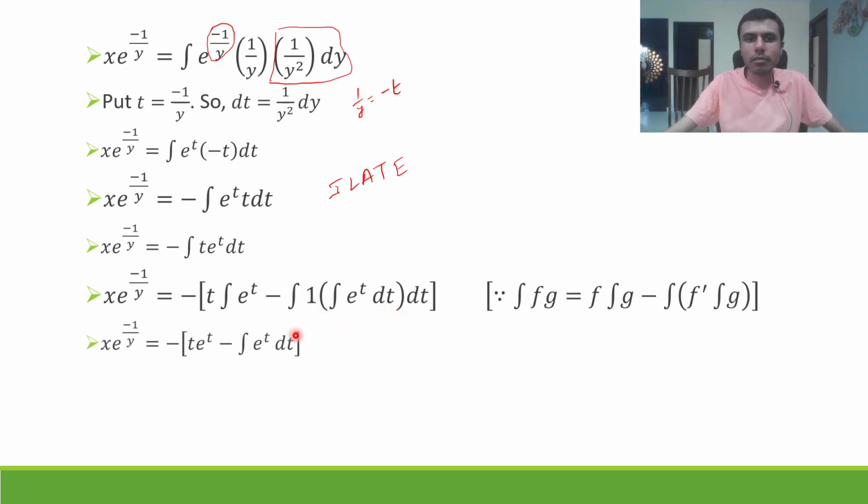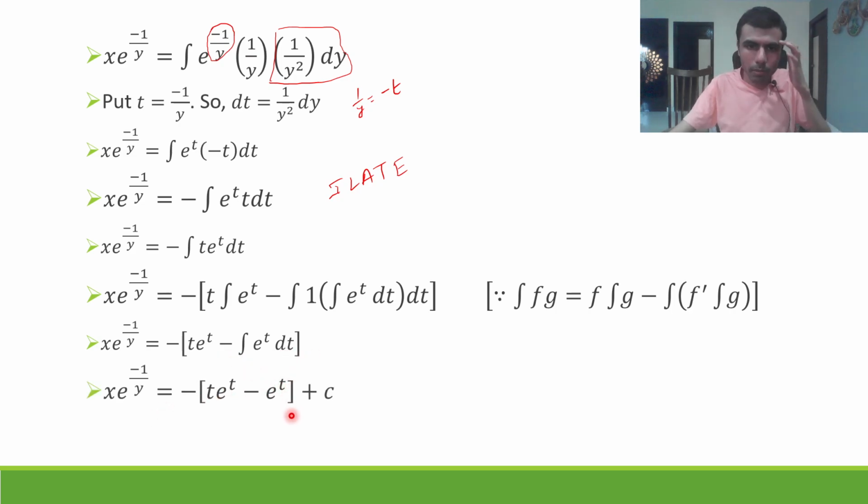Again another integral will be there. Integral of e power t again is going to be e power t. So this is what I will be left with, along with a constant. Now multiply the minus: we get t e power t minus e power t plus c. Hope it's making sense. Minus I just took it inside.